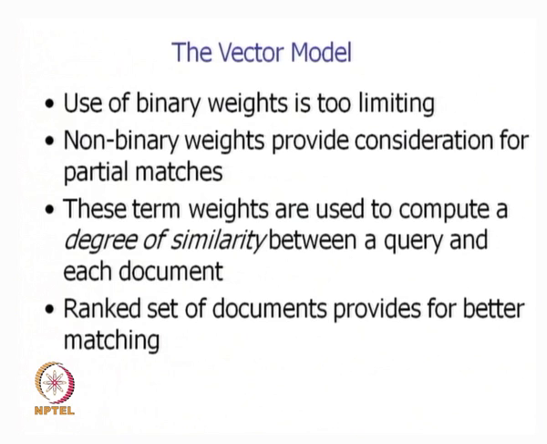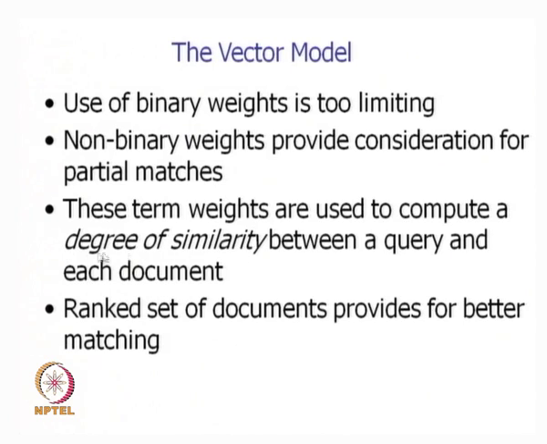So, we move to the next model of information retrieval, which is probably the most popular model, and practical search engines do use this particular model known as the vector model. So, use of binary weights is too limiting. Non-binary weights provide consideration for partial matches, and these term weights are used to compute a degree of similarity between a query and a document. So, this is very important.